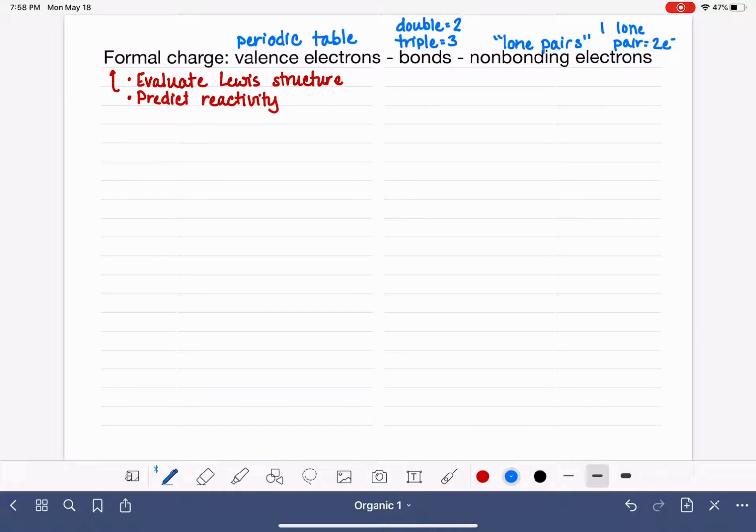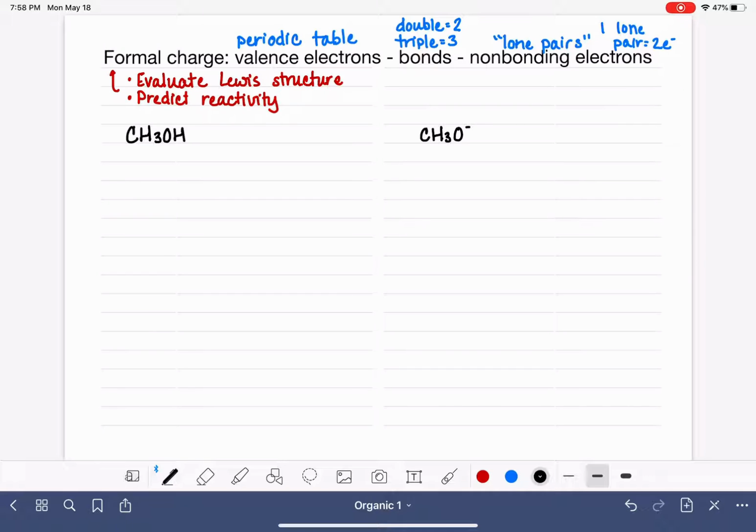So what I'd like to do is do some examples of calculating formal charges and also remind ourselves about how formal charge is used in terms of evaluating the quality of a Lewis structure, and then also introduce how it's used to predict reactivity. To do this, we are going to start by drawing the Lewis structure of a molecule, CH3OH. And we are also going to draw the Lewis structure of a similar molecule, CH3O-.